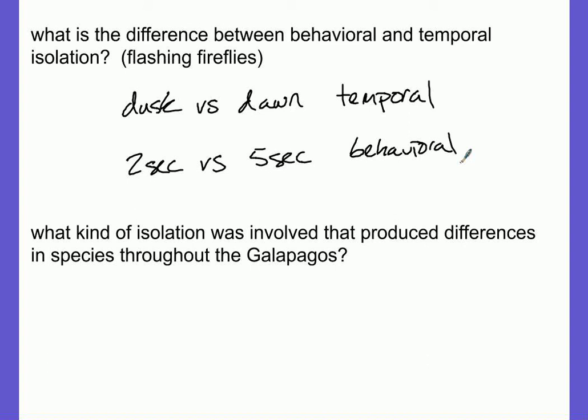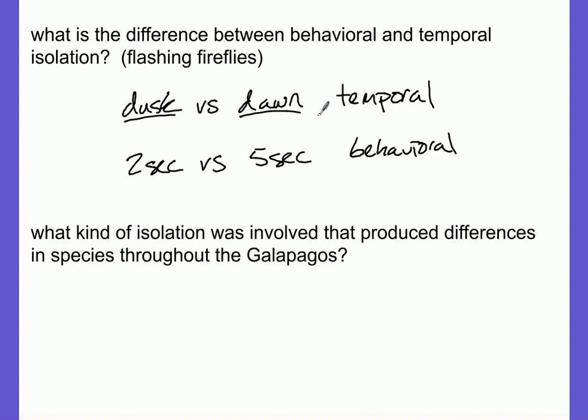If the timing's the same, if they're both doing it at dusk, but the difference in flashing is what's causing them to be separate, that's behavioral. But if the timing's different, if it's dusk versus dawn from the get-go, then it wouldn't matter if it was 2 seconds or 5 seconds or 18 seconds. It's still going to be temporal because they don't actually actively choose to not mate with each other. They couldn't if they wanted to because it's a different time of day.